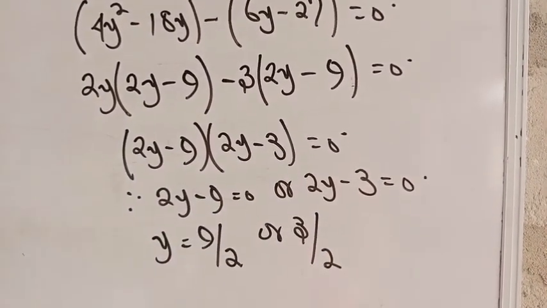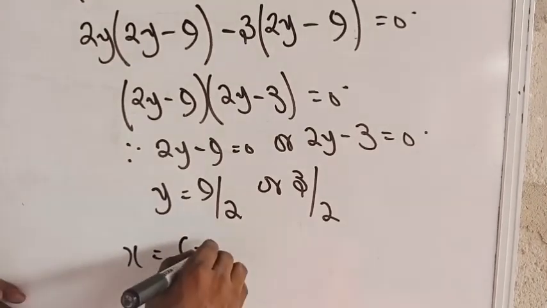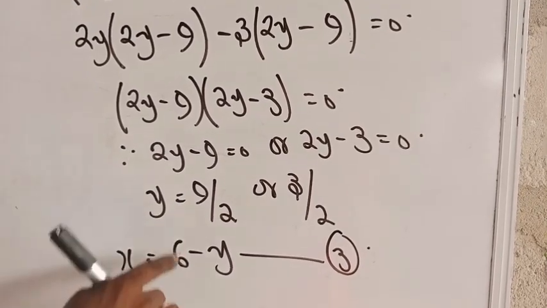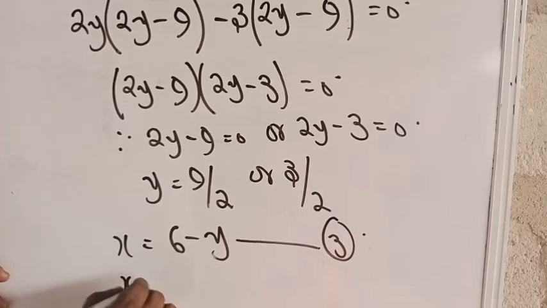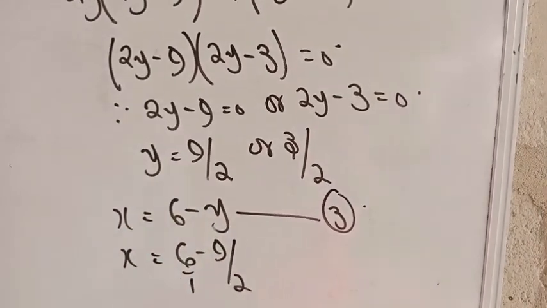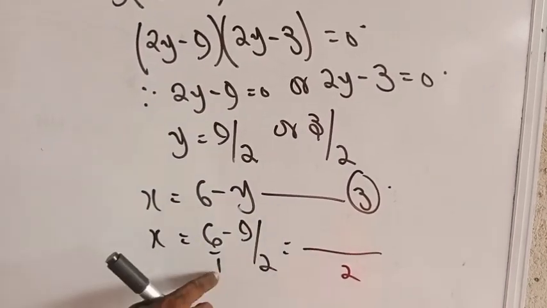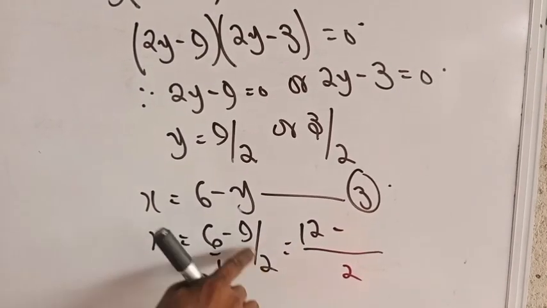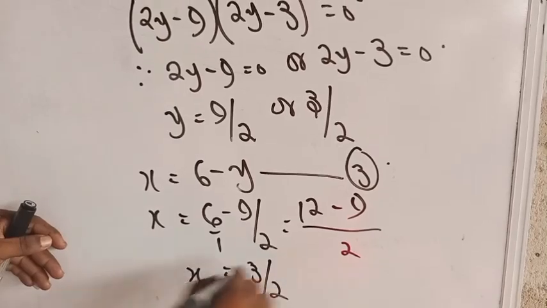So now that I've gotten y, let's look for the value of x. Don't forget we have x as 6 minus y from equation 3. So when y is 9 over 2, let's substitute 9 over 2 in place of y to find x. My x is now 6 minus 9 over 2. Yes, 6 over 1. If I take LCM, my LCM is 2. 2 into 1 is 2 times 6, that will give us 12, minus 2 into 2 is 1 times 9, that will give us 9. So my x is now 3 over 2.